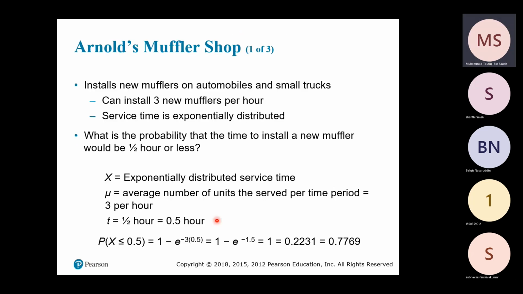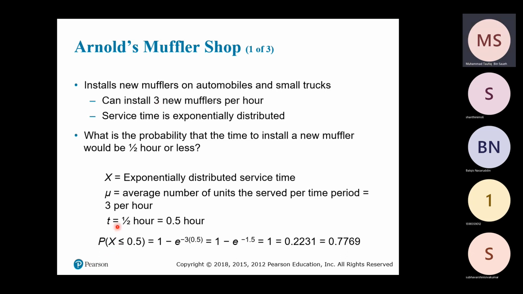All right, so this is the example. A mechanic installs mufflers on automobiles and small trucks. He can install 3 mufflers per hour, and service time is exponentially distributed. What is the probability that the time to install a new muffler would be half an hour or less? The x value is half an hour, and the average number of units is 3 per hour. So this is the mean.